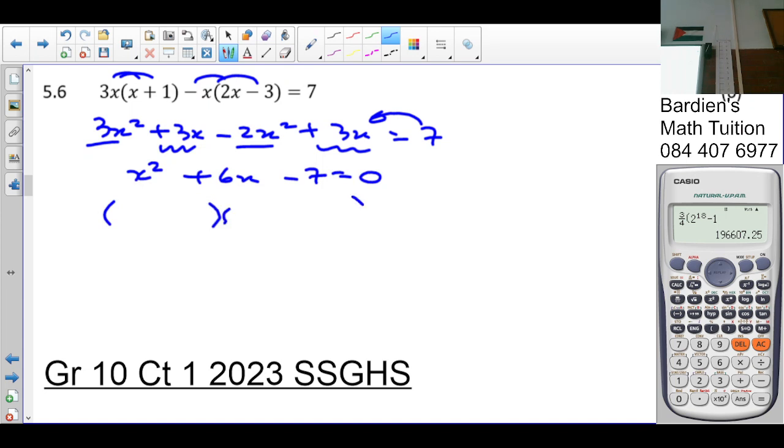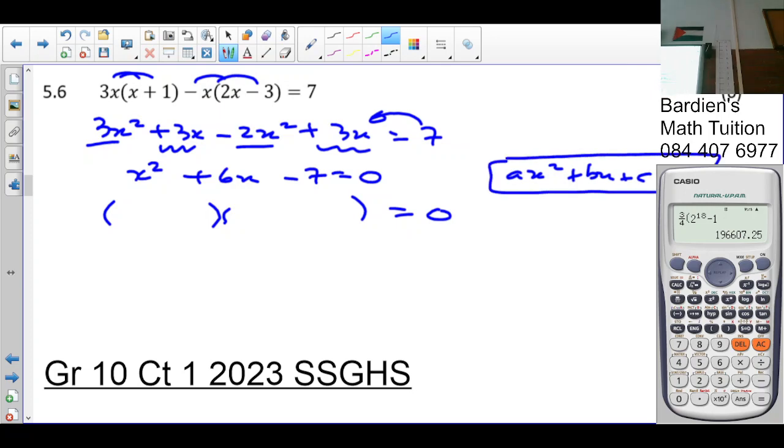The result is a trinomial. You remember the equation must be in the form of ax squared plus bx plus c is equal to 0. This is the standard form of your quadratic equation. So it gives you x and x, 7 and 1, plus and minus. So x is equal to negative 7 or x is equal to 1. Are you okay with that? Yes.